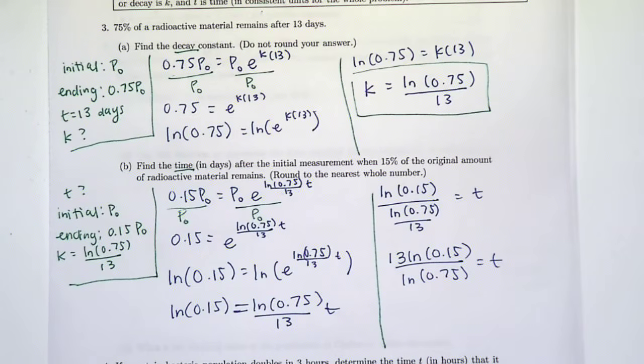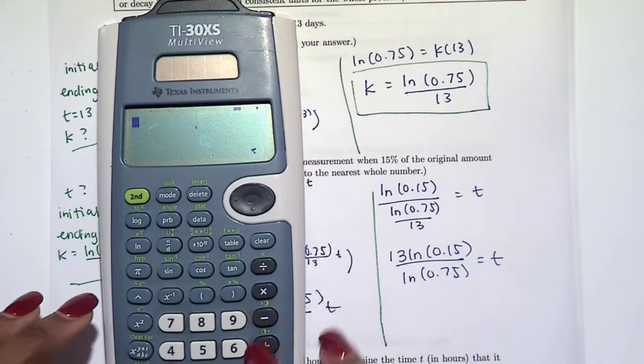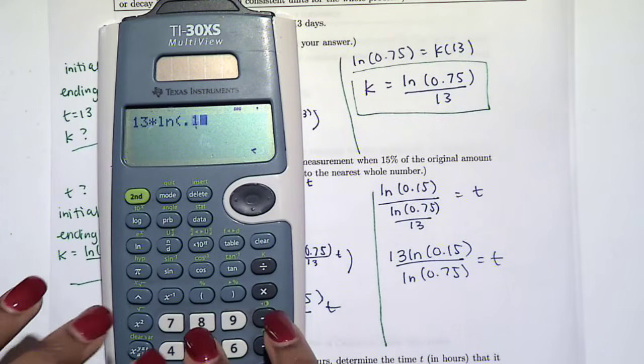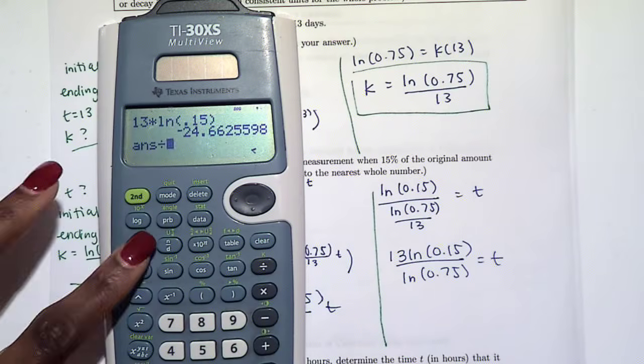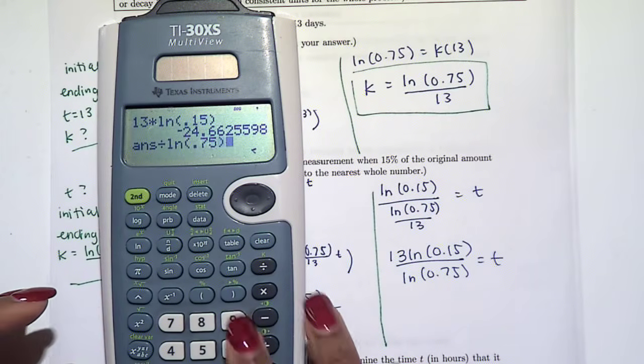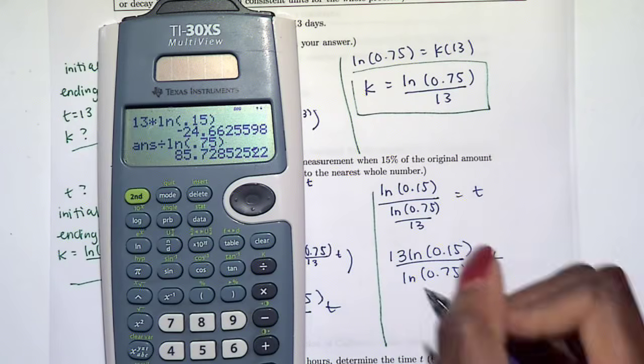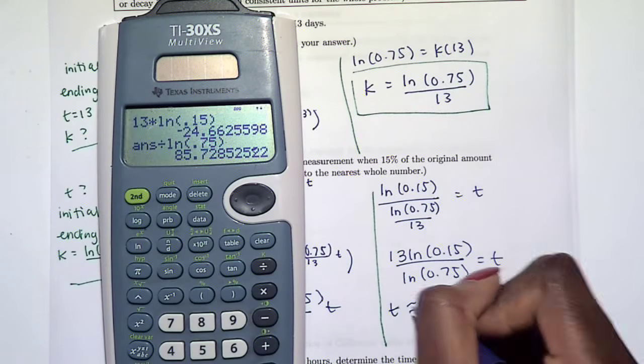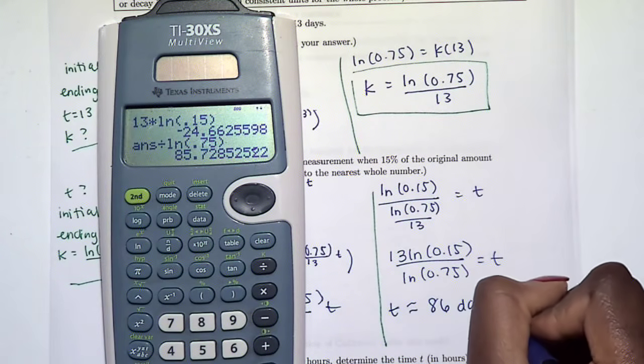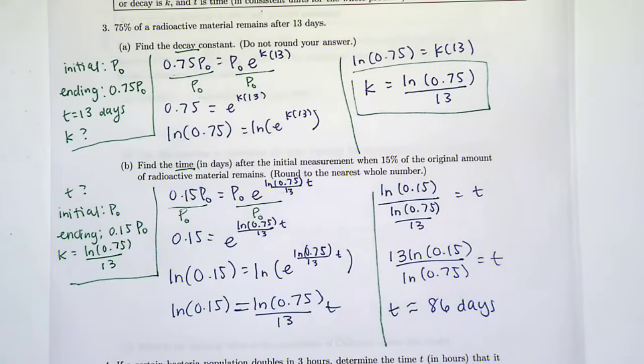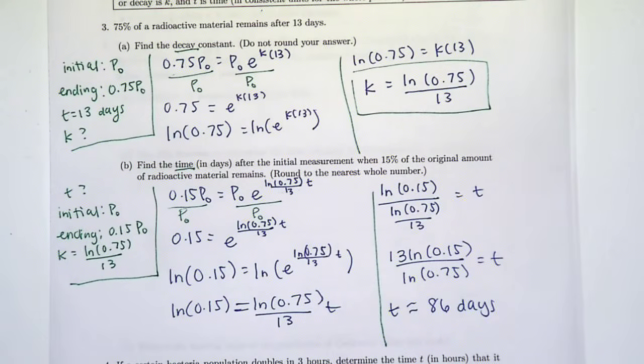And so this is the thing we need to round to the nearest whole number. So this is our time we found. So we bring out our calculator. I'll do 13 times the natural log of 0.15. I'm going to divide it by the natural log of 0.75. All right, so I get that t is about 86 days. So what does this say? It's going to take 86 days for 15% of the original to remain.